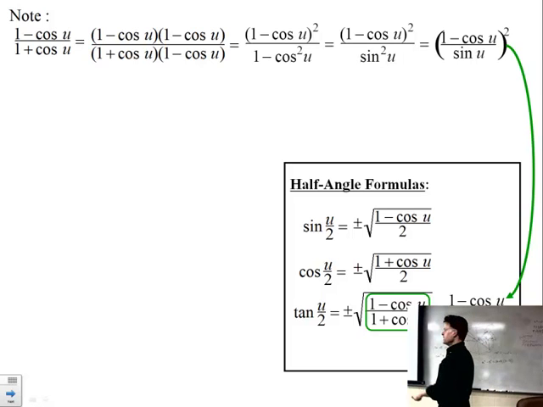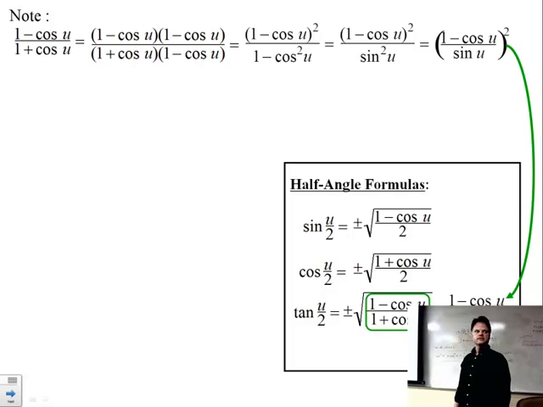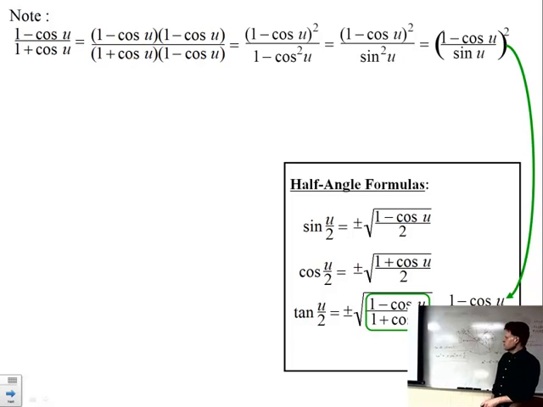You might ask, what about the plus or minus? It turns out you can go through every quadrant case by case, and you always get this. It's always plus, so there is no minus. This formula always works for every u. So you get a nice, simple thing not involving a square root for the tangent of half an angle. Isn't that nice?